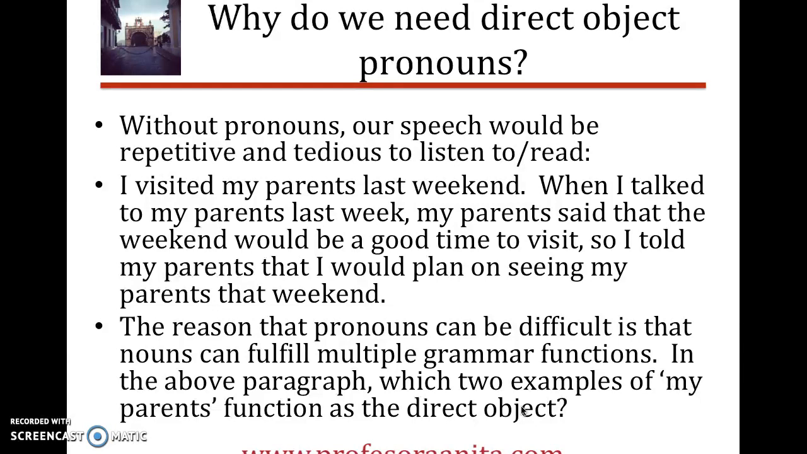My parents said that the weekend would be a good time to visit. Okay, so who or what was said? Well, the thing that was said was that the weekend would be a good time to visit. So that whole sentence is the direct object. In this case, parents is the subject because my parents are the ones that are saying it. The subject does the action of the verb.